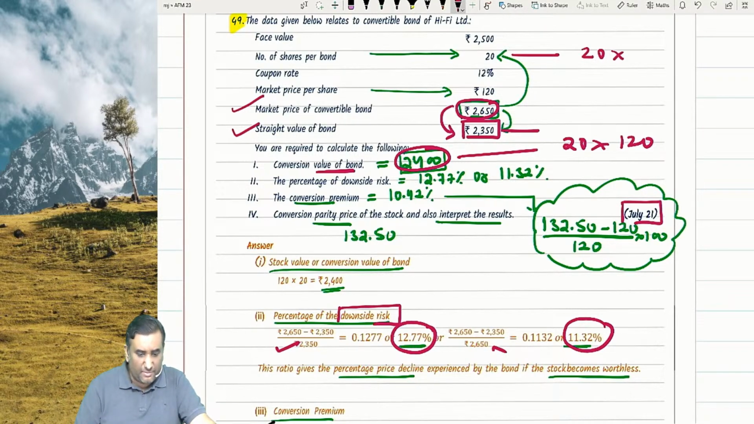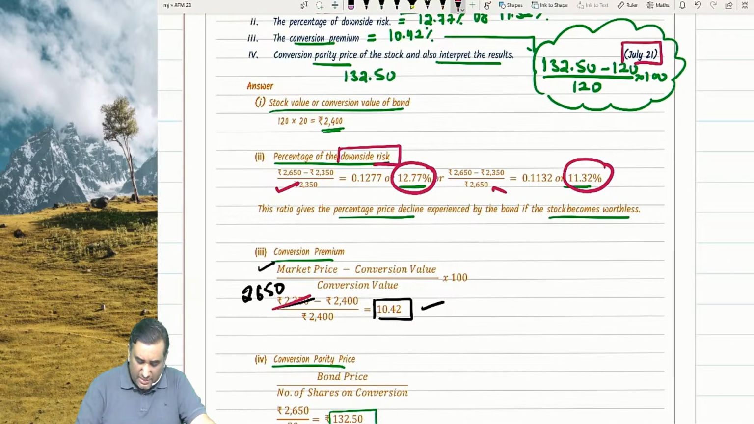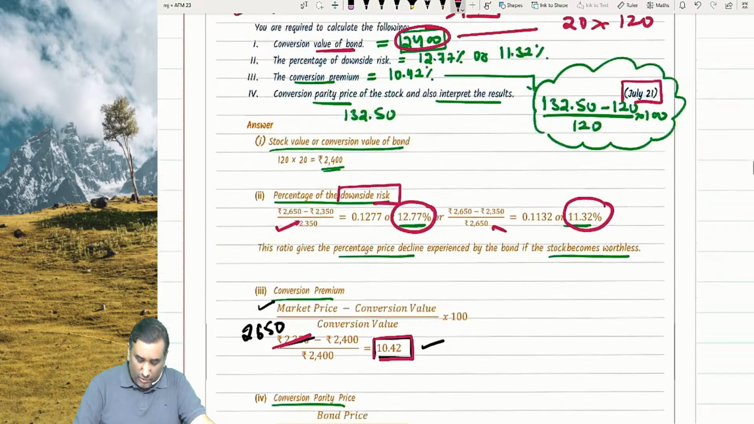Third is conversion premium. If I ask you conversion premium, it is market price of convertible bond minus what? Conversion value. Market price just slightly changed here. If it is 2350, market price minus conversion value divided by conversion value, 10.42. And at what price would parity come?